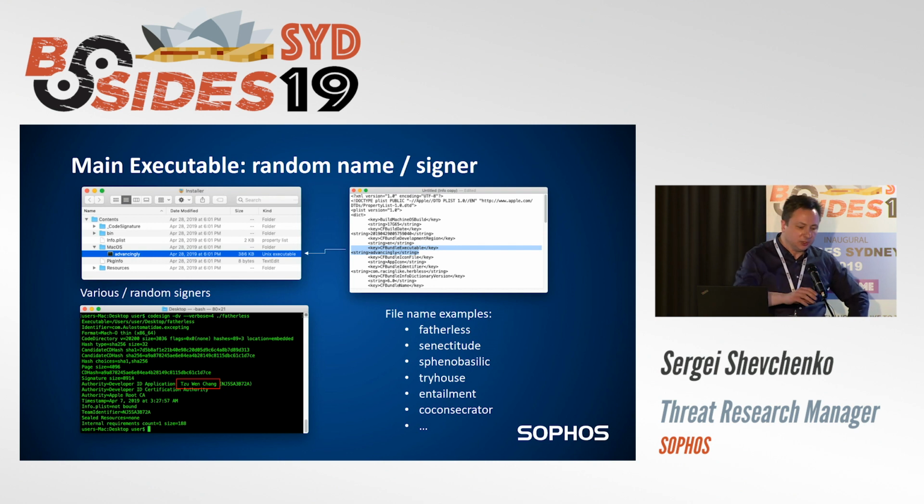And in this particular case, it comes under different random names. The names are like "example", "fatherless", "senectitude", I can't even pronounce them, but these are combinations of some dictionary words, but each time it's a random name, and each time it's signed with a valid certificate with some developer. We can pull a couple of dozens of such different samples a day, and each time it's signed using a different entity.